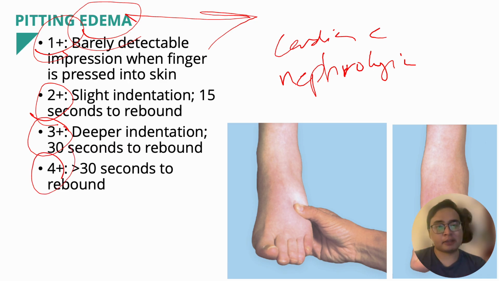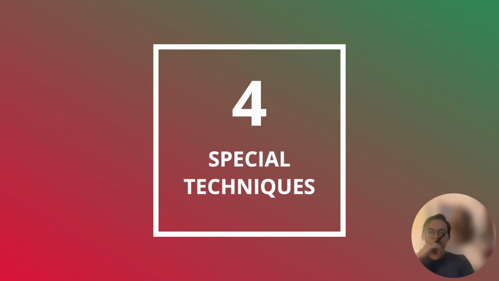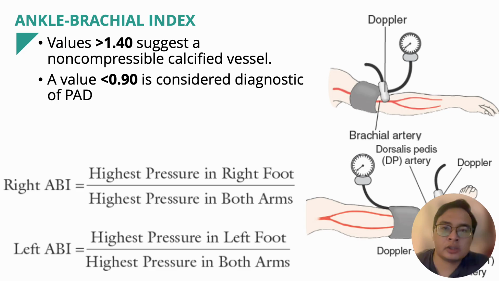Now let's move on to the special techniques. These are the special techniques that you need to learn. These also have relevance in cardiology, of course. So what you need to learn first is the ankle brachial index. So here's the formula. It's just a proportion of blood pressures.